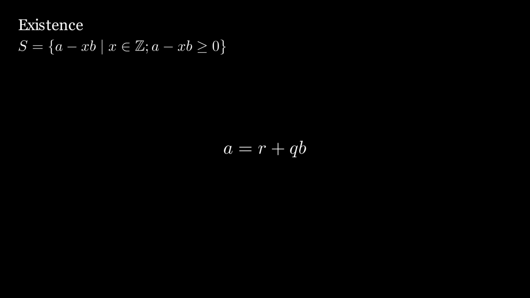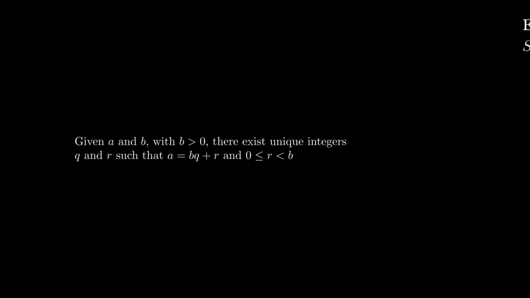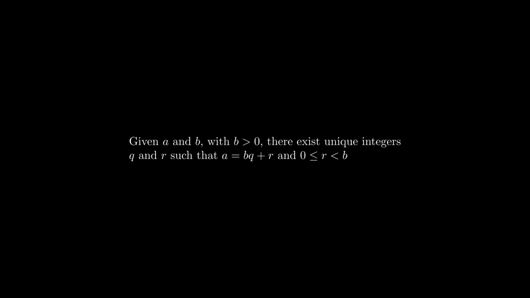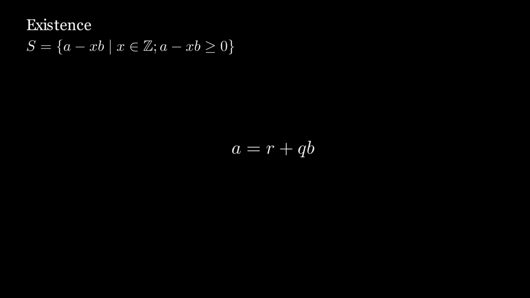Alright, but you might be wondering about the choice of r as the least element. There is a reason. Remember from our initial statement that r needs to be greater than or equal to 0 and less than b. We still need to show that this is the case for our choice of r. We know r is greater than or equal to 0 because it's an element of S. But to show it's less than b, we suppose on the contrary that r is greater than or equal to b. Then we have r minus b is greater than or equal to 0.